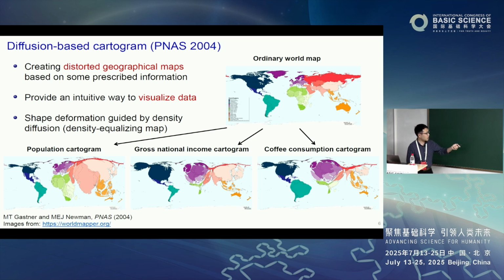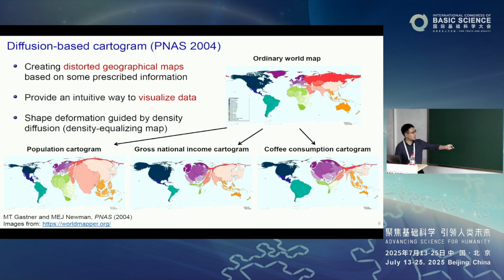So in 2004, Michael Gastner and Mark Newman developed a method for this kind of diffusion-based cartogram to achieve a new way to visualize data. Their approach is as follows. They compute mappings that achieve shape deformations guided by density diffusion, where the density is based on some prescribed information, which can be populations defined in different regions or countries, or the gross national income, or if you like coffee, then you can even use coffee consumption as a criterion to do a cartogram.